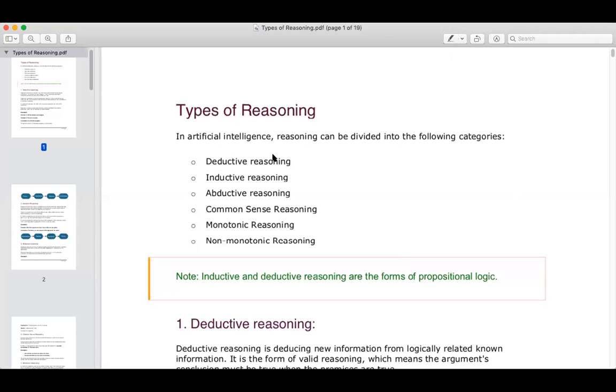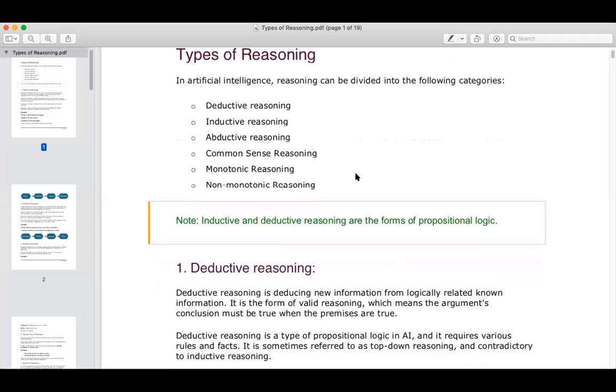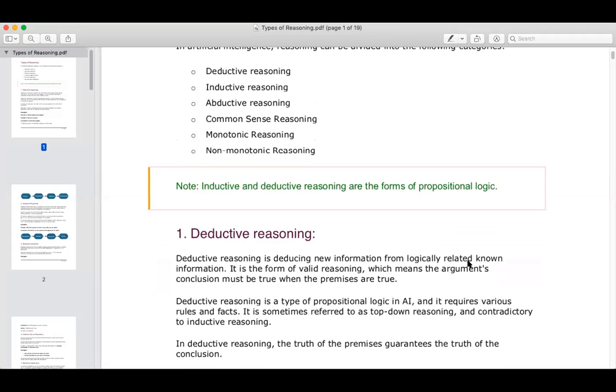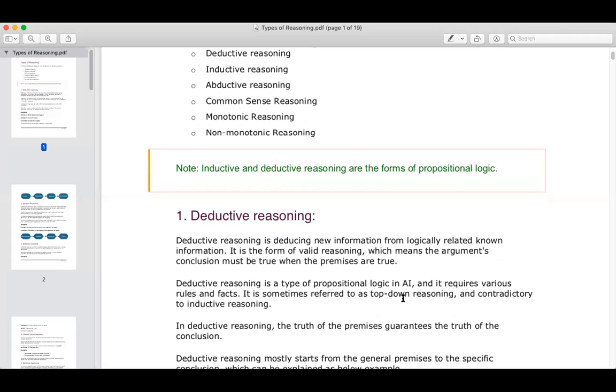So the first one, as we had discussed, is the reasoning used for deriving facts. Deductive reasoning is deducing new information from logically related known information. It is a form of valid reasoning, which means the argument's conclusion must be true when the premises are true. It is a type of propositional logic in AI, and it requires various rules and facts. It is also referred to as top-down reasoning and is contrary to inductive reasoning.